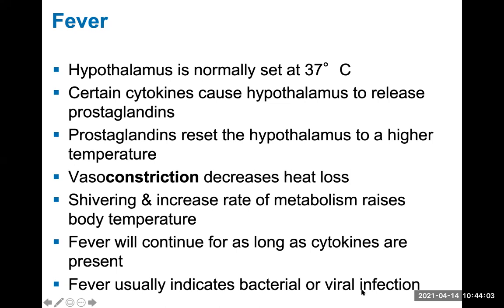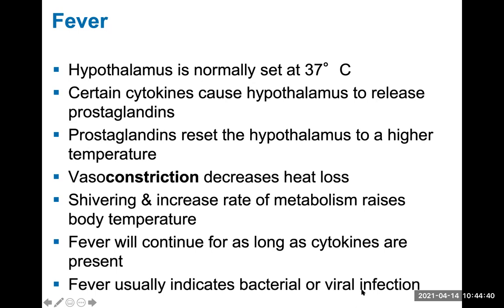When your hypothalamus, which controls your body temperature, is told to reset its set point to a higher temperature. How does that happen? Certain cytokines tell the hypothalamus to release prostaglandins, and then those prostaglandins reset the hypothalamus to a higher temperature. So then suddenly your body receives this message that it's supposed to be 39 degrees instead of 37. And now it thinks, well, we are way too cold. We need to warm up.